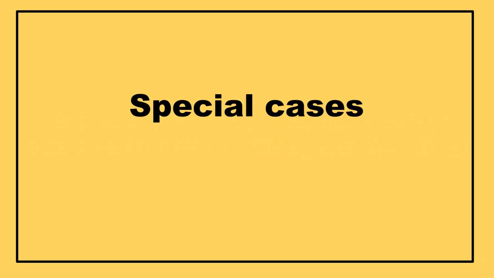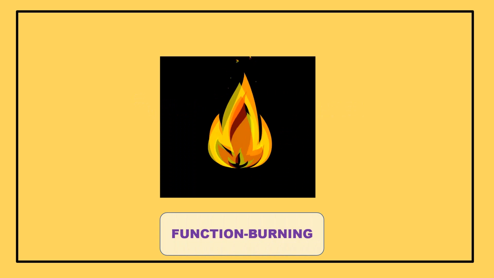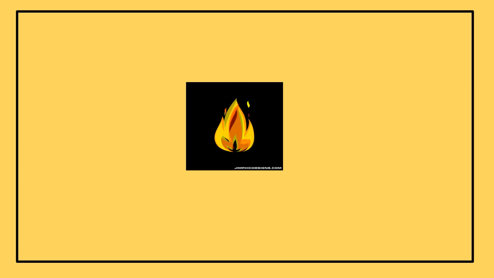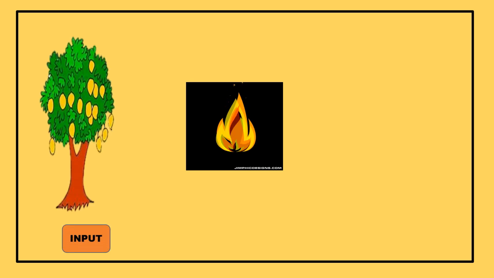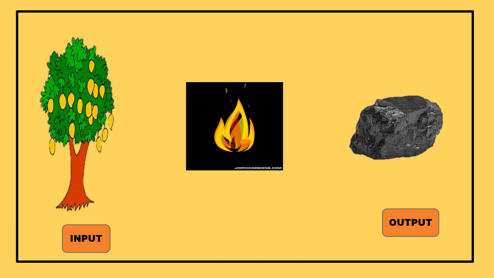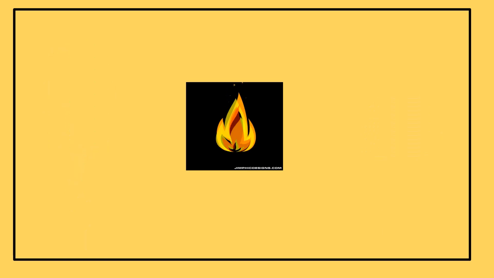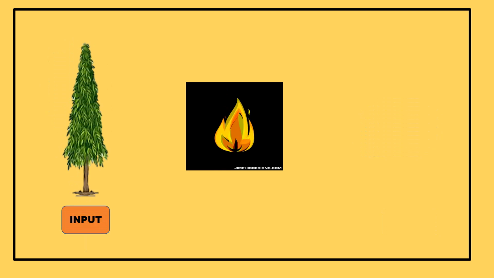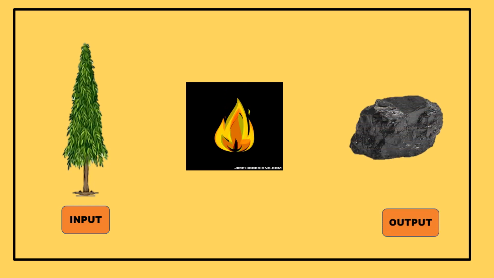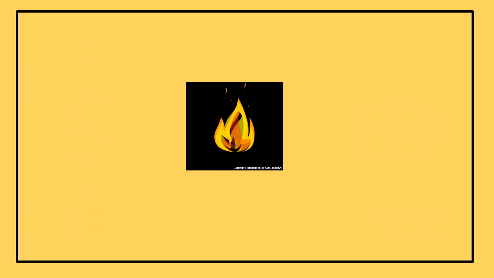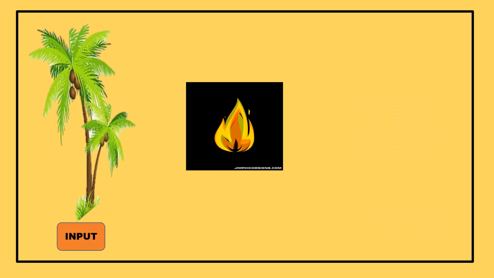Special cases of functions. Let's consider our function is burning. Since the function is burning, what happens when you give input as mango tree? One will get output as coal. What happens when we give Ashoka tree as input? One will get coal as output. What happens when we give input as coconut tree? Certainly one will get coal as output.